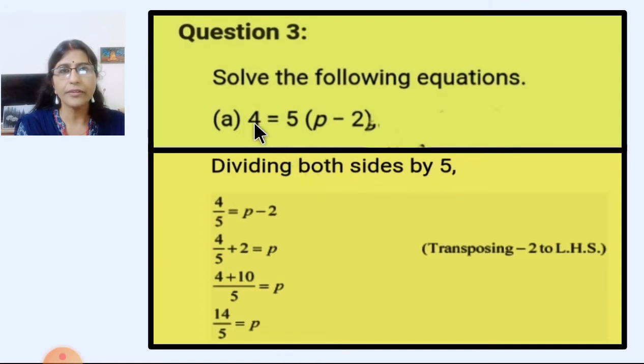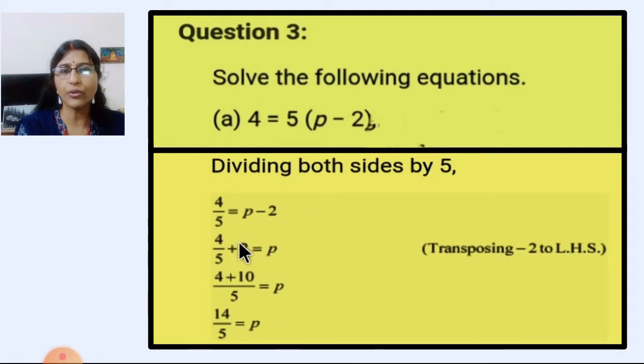So 4, we will divide it by 5. This will be divided here. So 4 upon 5. Now here p minus 2 is left, which we will write on the right side of the equation. Now we will remove this number. Here it is negative, so we'll take it to this side. So transposing minus 2 to LHS. When you transpose it to the left side, what will happen? This minus 2 will become plus 2. So 4 upon 5 plus 2 is equal to p.